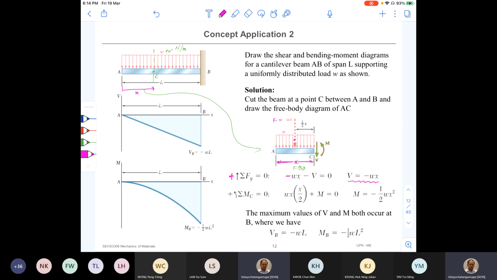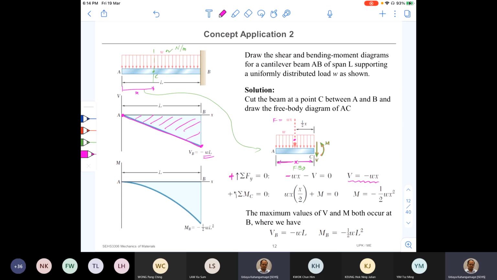It depends on x. When x is equal to 0, V is 0. So here I mark V is 0 when x is equal to 0. When x is equal to L, my V becomes negative WL at this point. Therefore, shear force variation is linear between those 2 points. So this is my shear force diagram. How about the M?